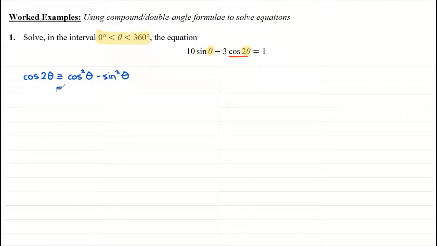And don't worry, if you choose the wrong one, it's not a disaster. You can always recover later, once you spot the problem. And the last one, 1 subtract 2 sine squared theta. So this is our summary of identities.